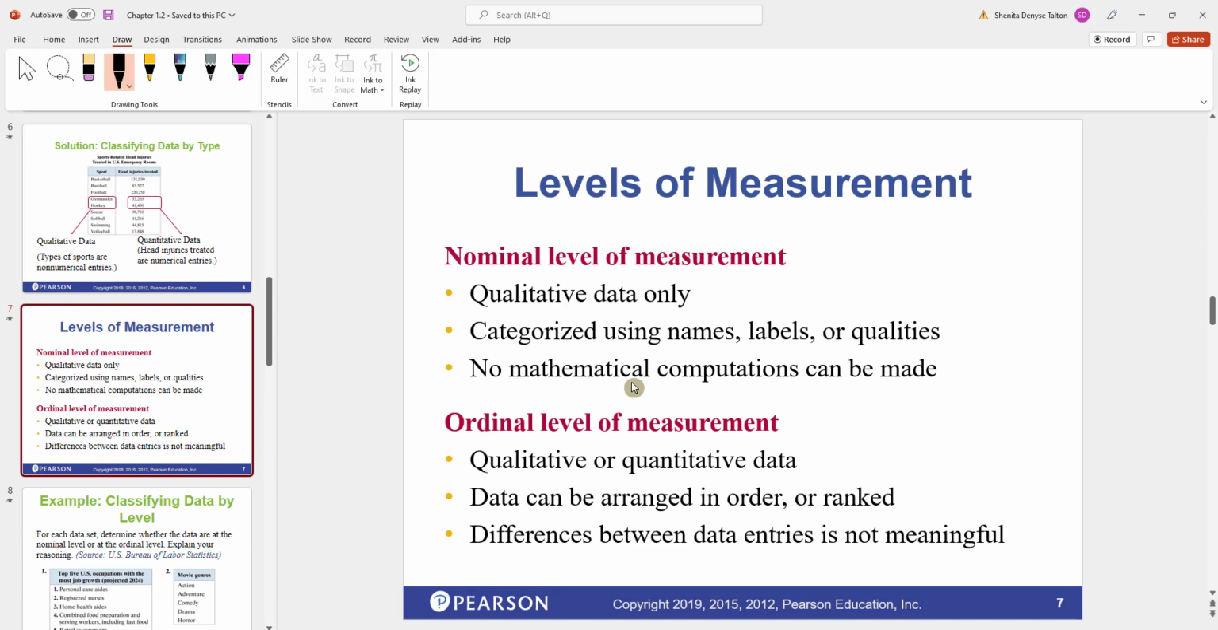Now let's talk about levels of measurement. We have a nominal level of measurement, and that deals with qualitative data only. It's categorized using names, labels, or qualities. No mathematical computations can be made. Ordinal level deals with qualitative or quantitative data. The data can be arranged in order, but the differences between the data entries is not meaningful.